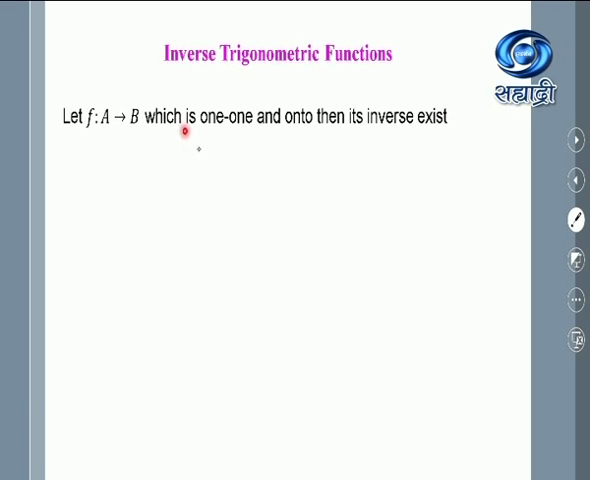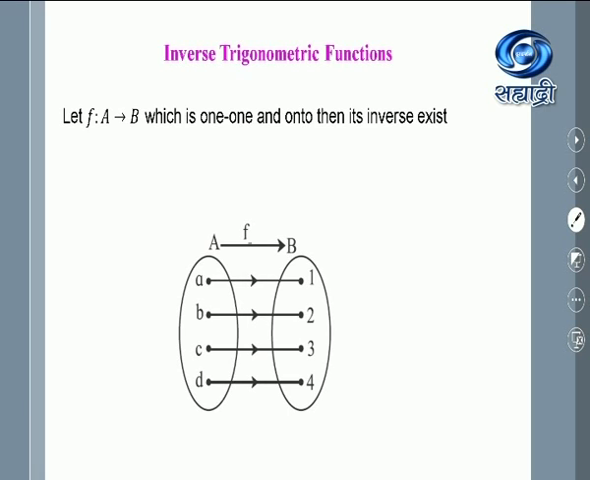So this condition you already know. If the function is 1-1 and onto, then only its inverse exists, and that inverse again we denote by the symbol f inverse from B to A. These notations you already know. The very important condition is the function is 1-1 and onto. Let us see what is the meaning of 1-1 and onto function.